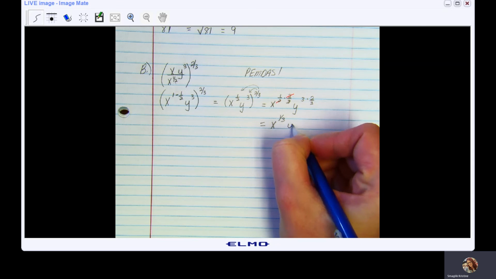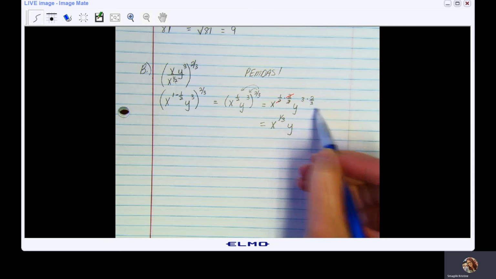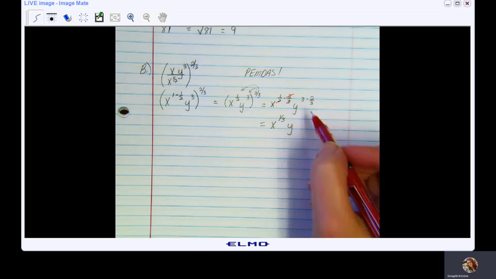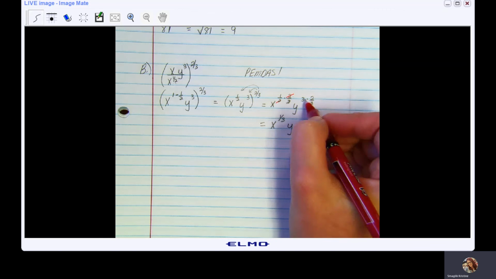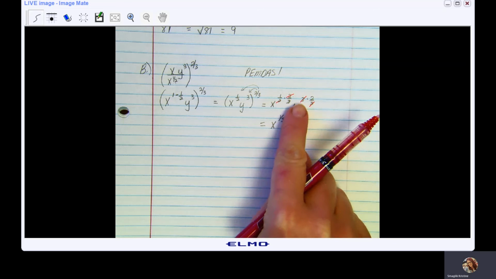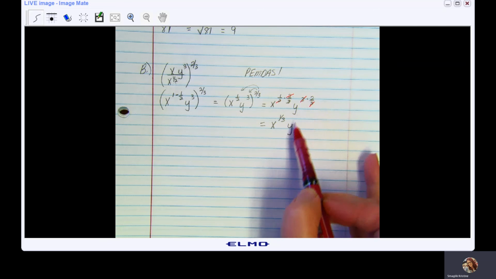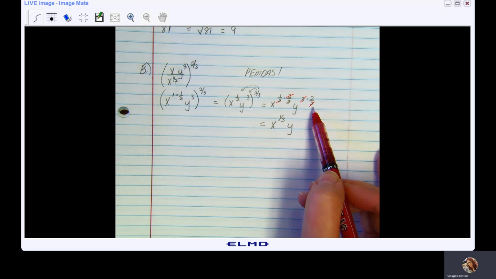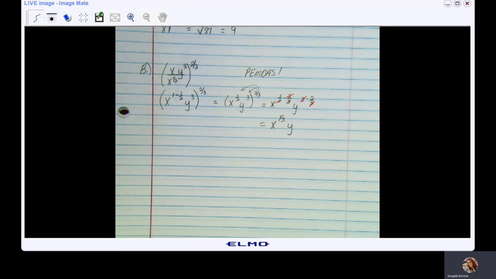Now let's work with the y. 3 times 2/3. And again, I'm going to cross reduce. 3 over 3 is just 1. I'm left with 2. Now again, think about it this way too: if you multiply it across, 3 times 2 is 6, divided by 3 gets you the 2.